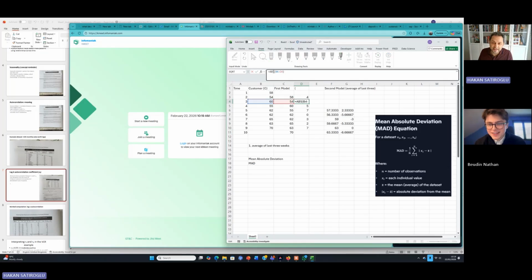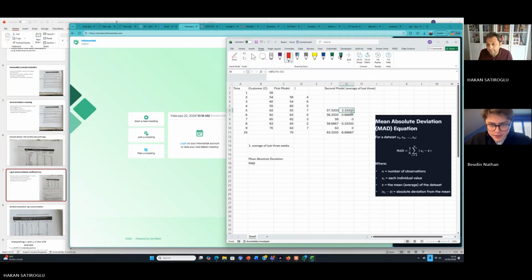So ABS is making things positive if they are negative. Just the absolute value. I add up that one as well. Then I'm going to do the same thing for here, ABS, and see which model fits the best. Yeah, mean absolute deviation.